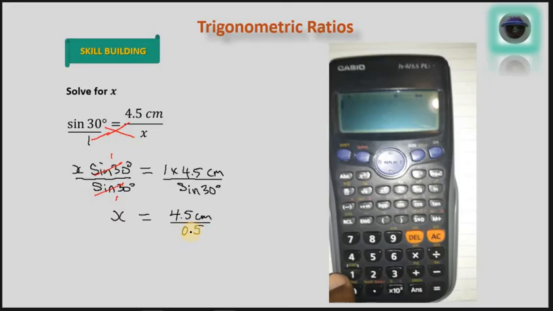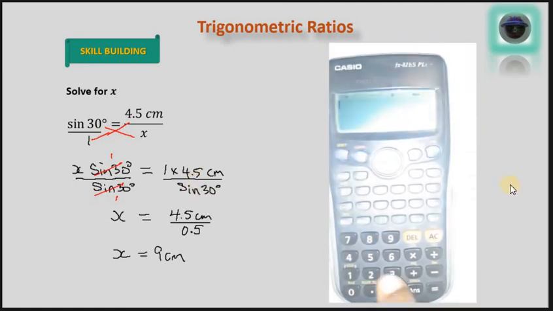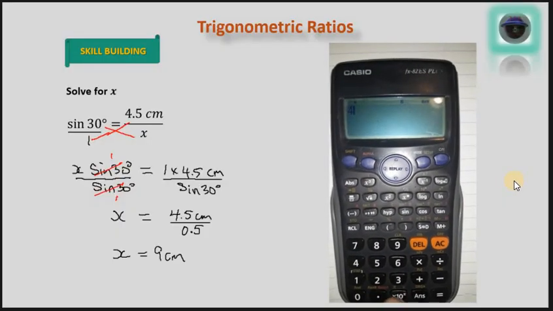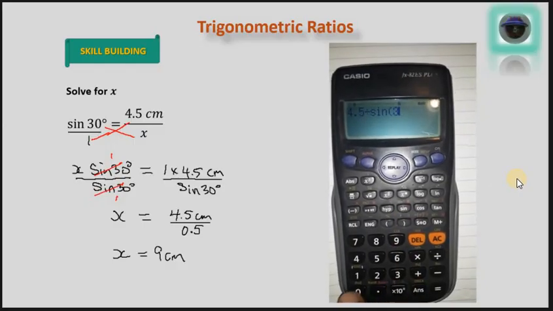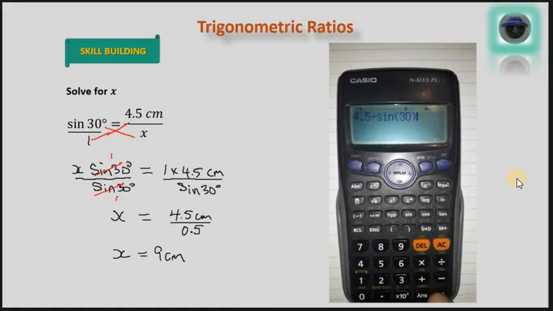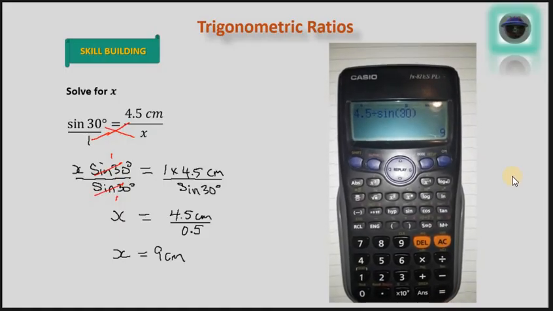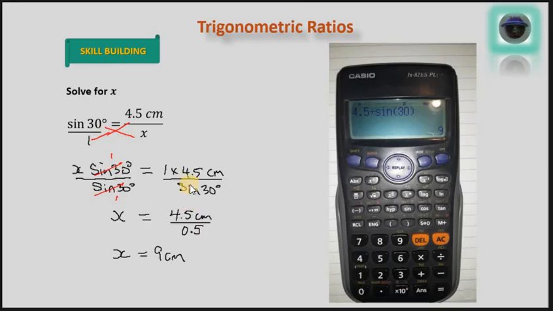Now, dividing by a half, because 0.5 is a half, is the same thing as multiplying by 2, the reciprocal. So 4.5 times 2, that will give me 9 centimeters. But let's use our calculator to check this out in terms of 4.5 divided by sine 30. That's 4.5 divided by sine 30. And we'll get 9. So there you see, we could simply, from this here, divide 4.5 by sine of 30 and go straight to our answer of 9.